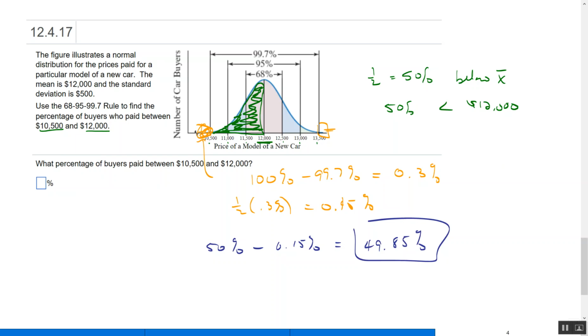It's not the only way to do this particular problem. You could have approached it another way of finding the area of just this one, and just this one. I just find it more direct to take half and subtract the one little piece as opposed to finding all three of those separately.